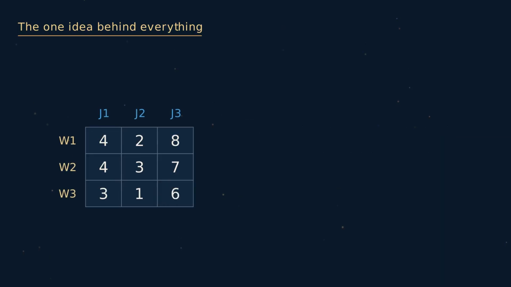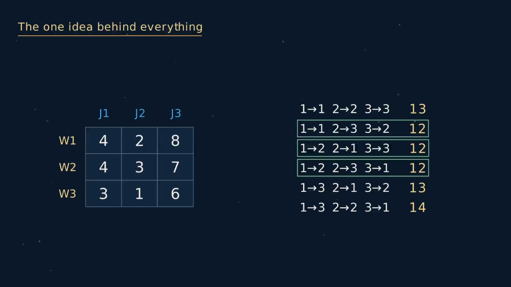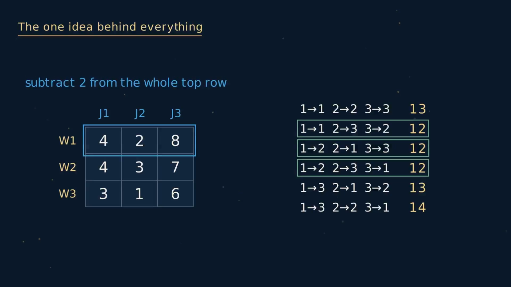Here is the whole table again, and beside it every single one of the 6 possible assignments, with its true total cost. 3 of them tie for the lead at 12. Remember those, because we are about to change the numbers and watch what survives. Take the top row and subtract 2 from every entry in it.